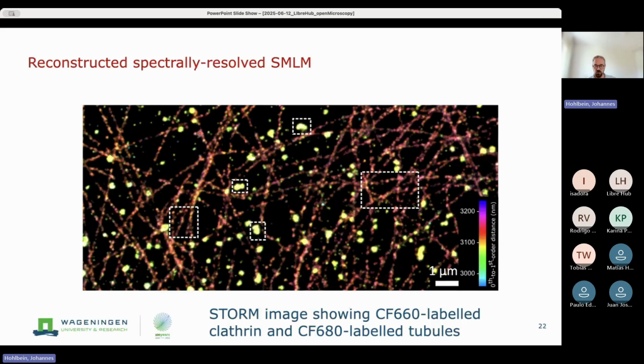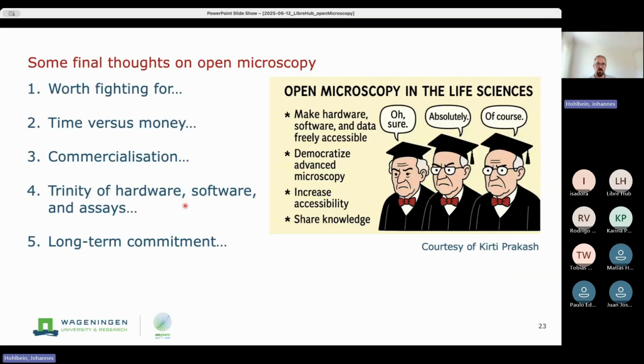To give you an idea, here we show the super-resolved STORM image. We labeled the microtubules in one color and the clathrin-coated pits in a different color. Now we don't only have higher resolution in X and Y, but by encoding the emission color in the color scheme, we can directly see where the different things are located.